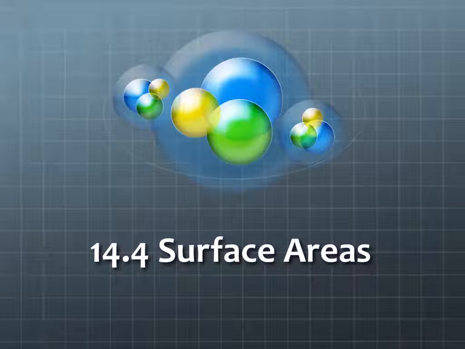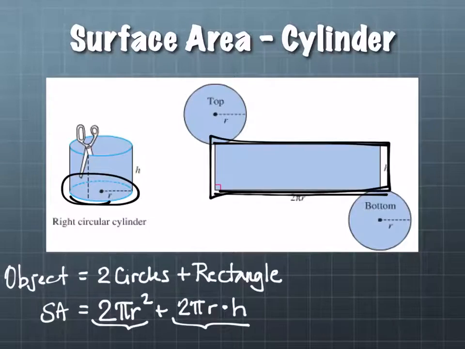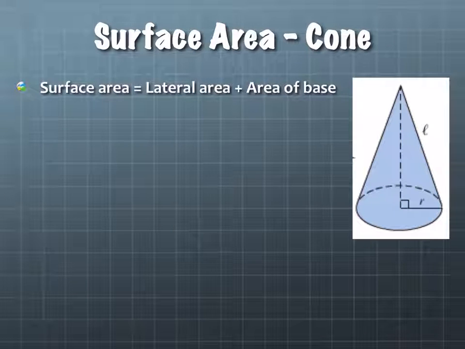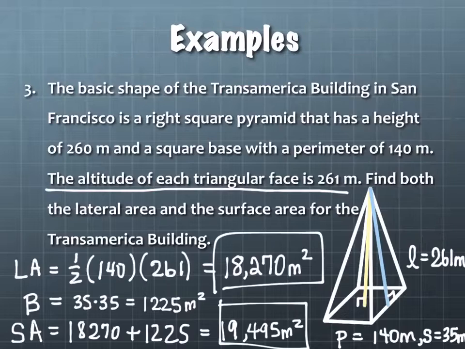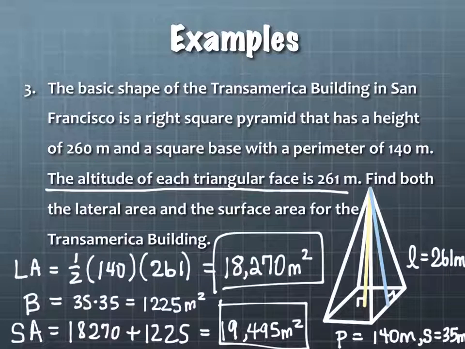Last time we started section 14.4, which was surface areas, and we had looked at the surface areas of several different kinds of shapes. The one that we are now on is the surface area of a cone. The surface area of a cone is the lateral area plus the area of the base. It looks a lot like the basic formula that we talked about for a pyramid, right? Lateral area plus the area of the base.